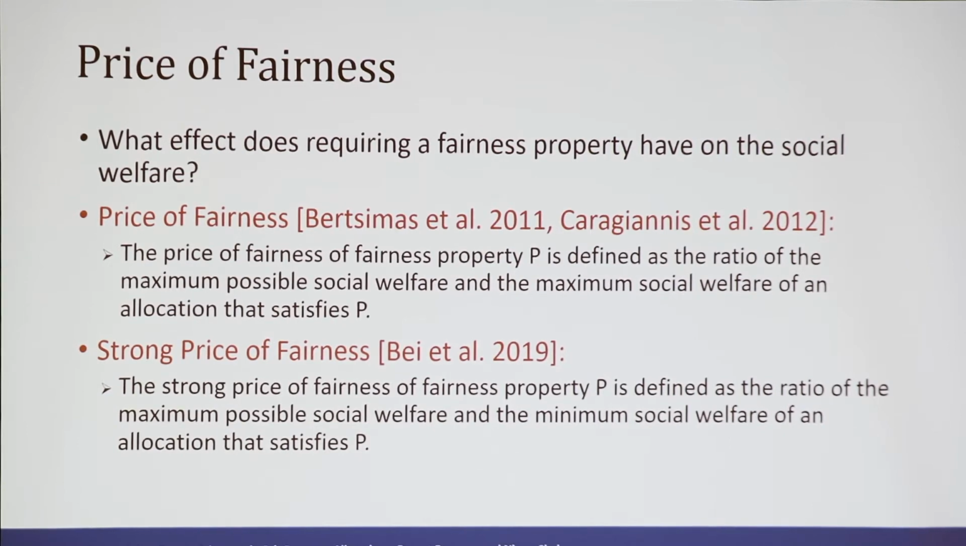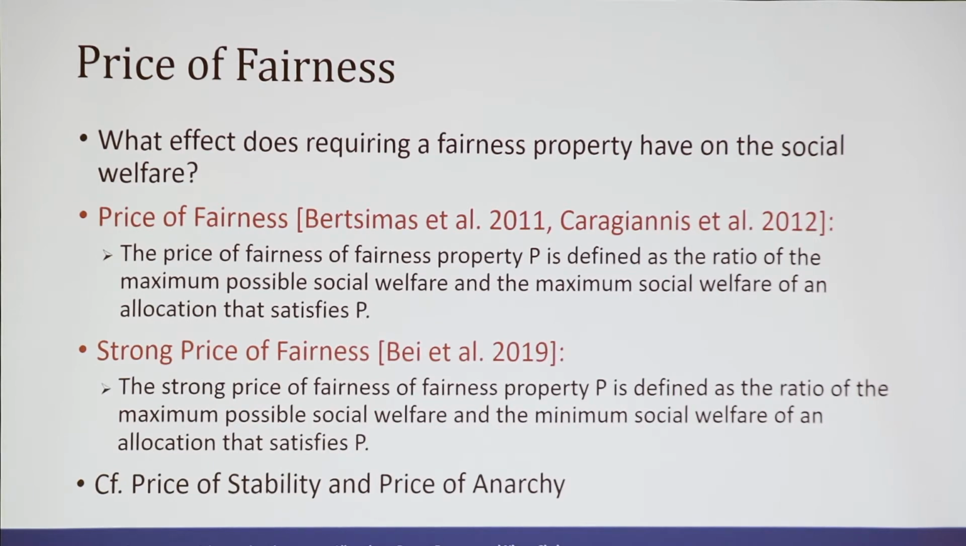Very recently, there's been another paper which defines a new notion called the strong price of fairness. And the strong price of fairness says what's the ratio between the maximum possible social welfare and the minimum social welfare of an allocation that satisfies P. Okay, so this feels a lot like price of stability versus price of anarchy. What's the best Nash equilibrium? What's the worst? This is, what's the best social welfare of an allocation satisfying P? What's the worst?